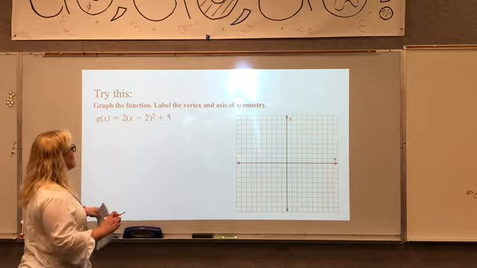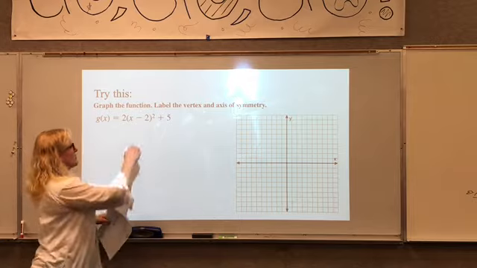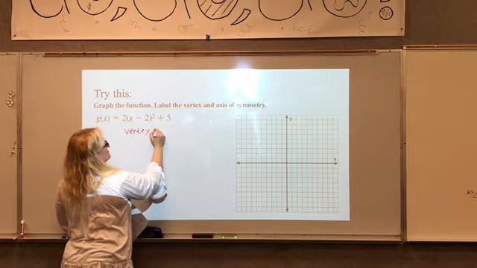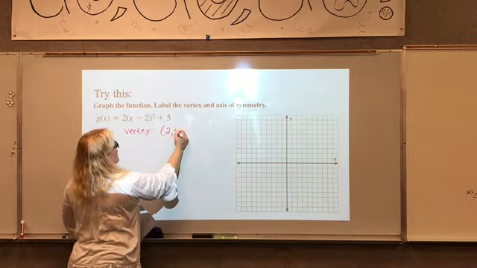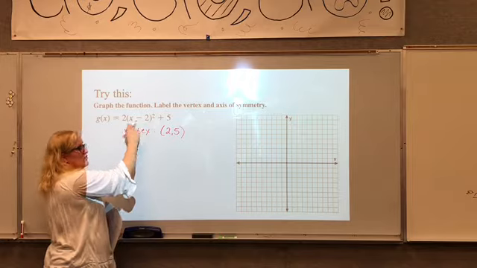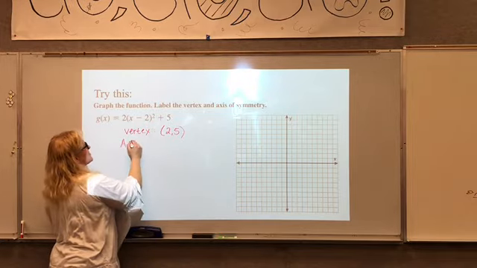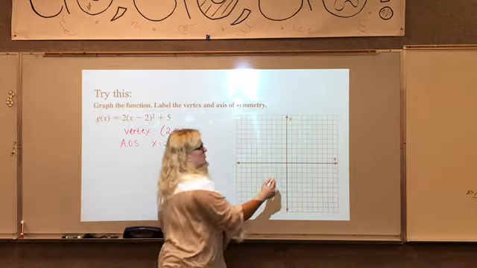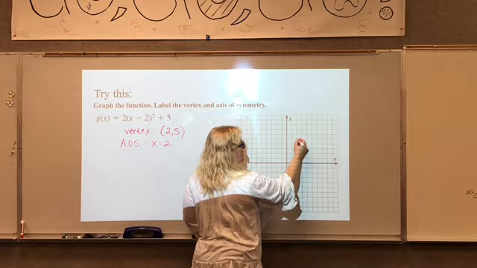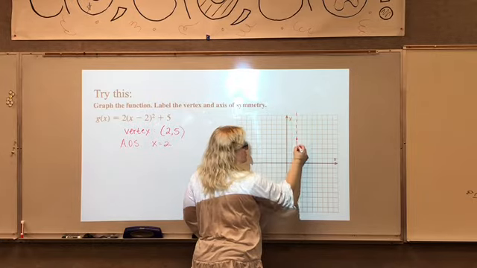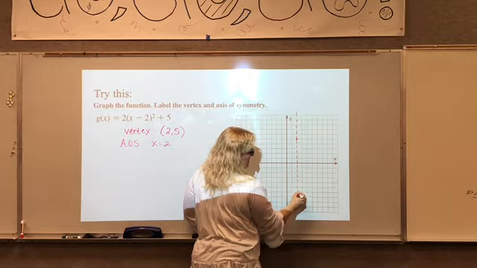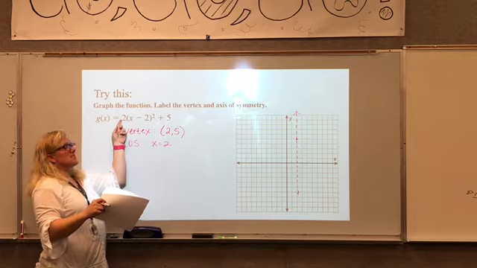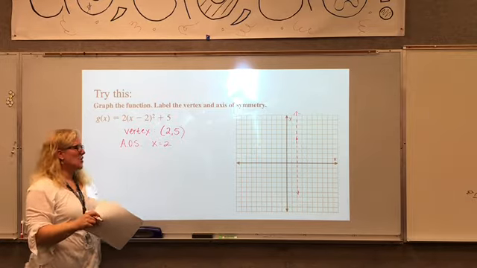All right, so again we have this in vertex form. So we've got our vertex. Our vertex is (2, 5), not (-2, 5), it's (2, 5), which means our axis of symmetry is x equals 2. So (2, 5): 1, 2, 3, 4, 5. Here's our axis of symmetry. And I know that it's going to open up because it's positive out here. Okay, so it's smiley, it's going to open up.